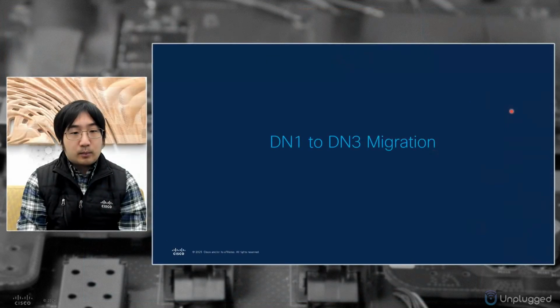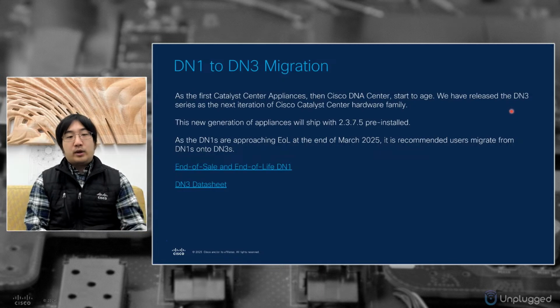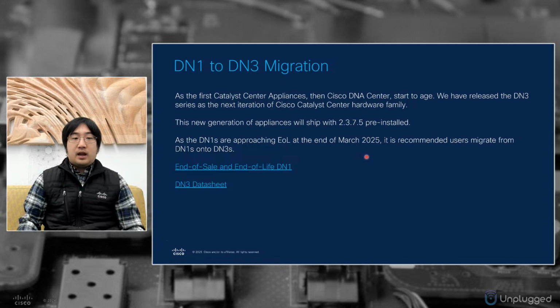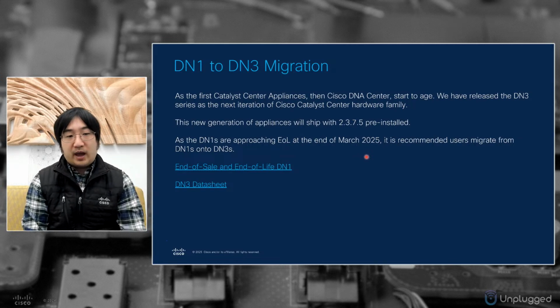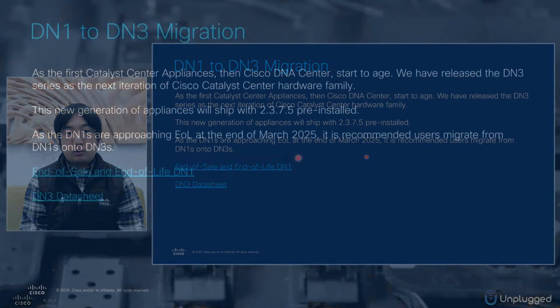Thanks, Salil. One of the main things we're going to try to cover is the DN1 to DN3 migration. This is coming to top of mind because a lot of customers' DN1s are approaching end of life, and we need to move on to the DN3s. Some of the main points are that the DN3s will come pre-installed with 237. The minimum release is 2375, and they will now come pre-installed with 2377. On this page, we've listed both the datasheet for the DN3 as well as the end of sale and end of life of the DN1. I believe that will be coming at the end of March.